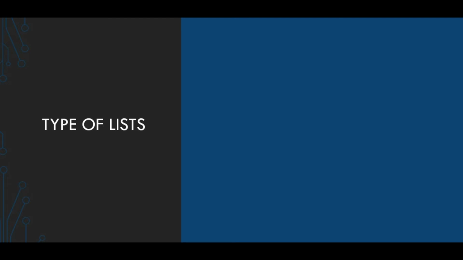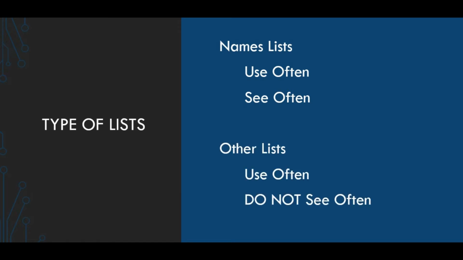Okay, so we saw our lists. Now let's talk about the different types of lists. Now there are names lists. You're going to use your names list often. You're also going to see these most often in all of the lists that you're using. The other lists that we looked at, like your chart of accounts and your payment method and your products and services, those you're not going to see as often.